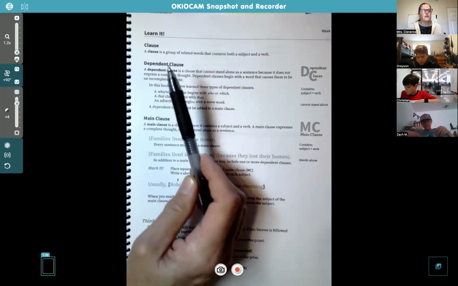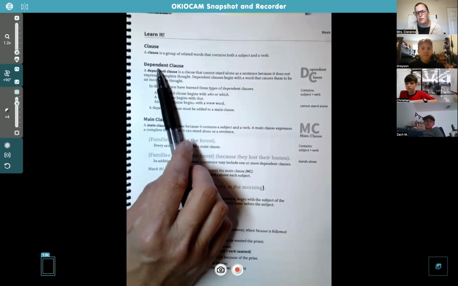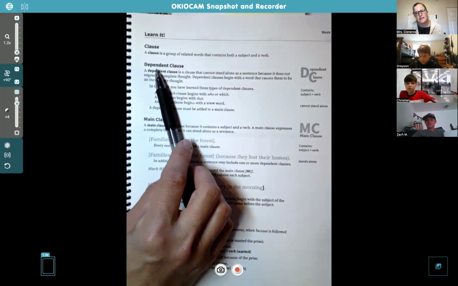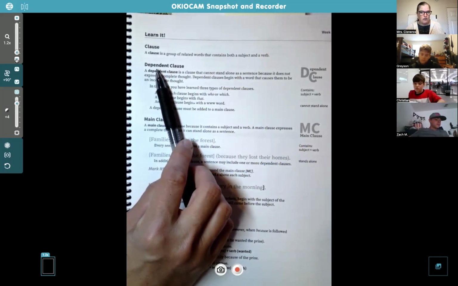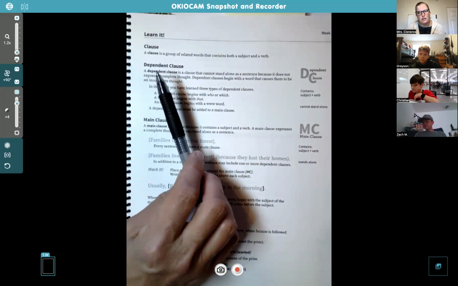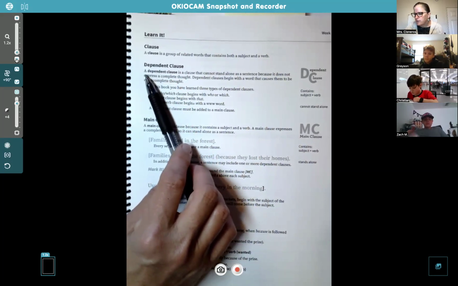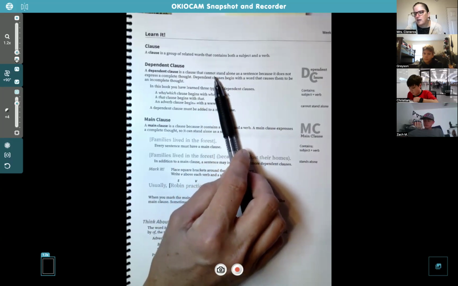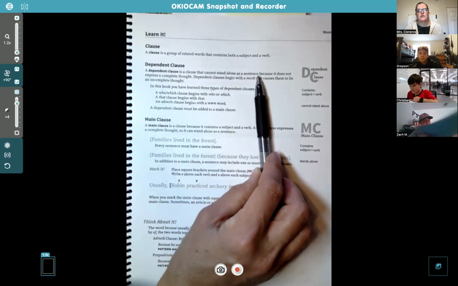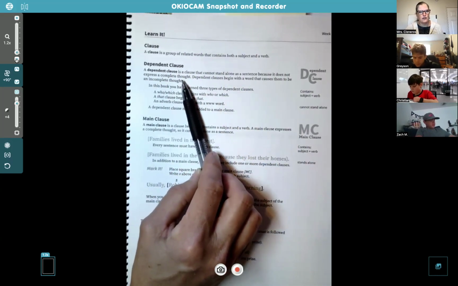So we have lots of different types of clauses. These are called dependent clauses. And the word dependent means that it depends on, like it counts on, the rest of the sentence in order for it to be complete. So a dependent clause by itself is not a complete sentence. It's added to another sentence to make it complete, okay? Or another part of a sentence, I should say. So a dependent clause is a clause that cannot stand alone as a sentence because it does not express a complete thought. It's only a partial thought.